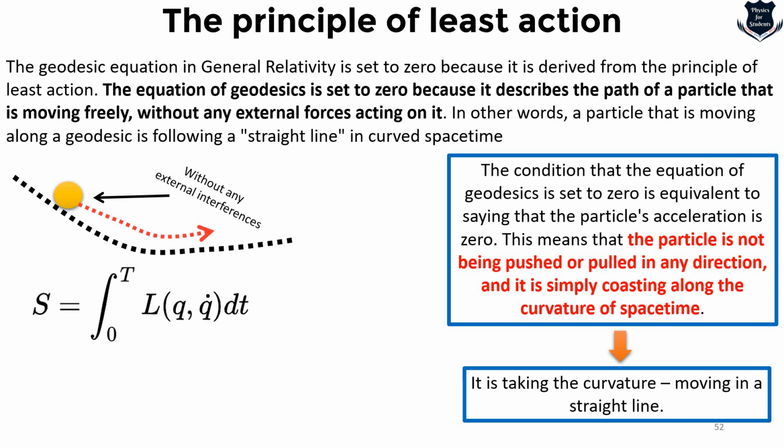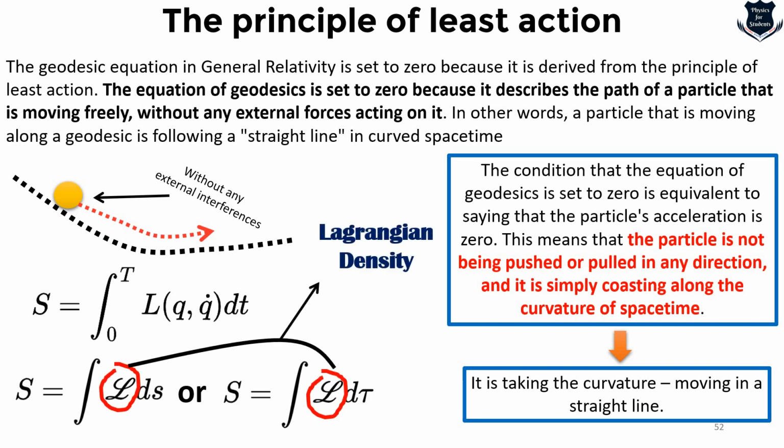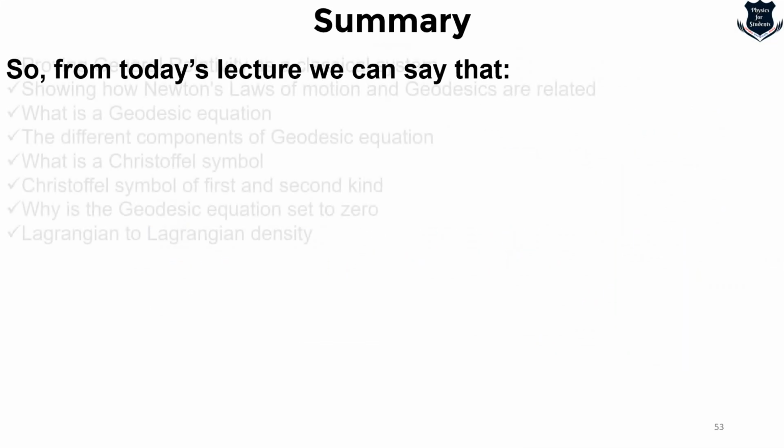Now hold on, this is the Lagrangian in classical mechanics, but in the general theory of relativity we get a curly L. This curly L is known as the Lagrangian density. The question is: why do we take the Lagrangian in classical mechanics, and why the Lagrangian density in the general theory of relativity? That I will be speaking about in the next part of my video. Why we need a Lagrangian density and why we change from Lagrangian to Lagrangian density, we will cover in the next part of the video.